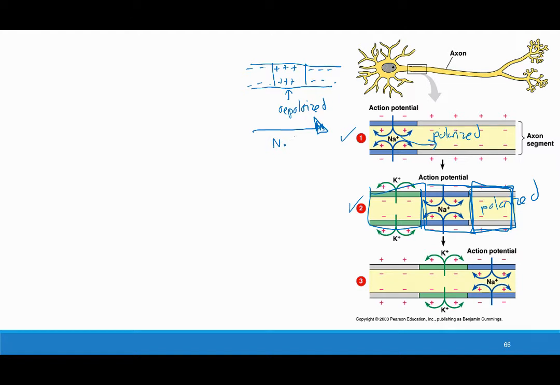So if the nerve impulse is traveling to the right, just like the diagram on the right is, then we would know that this segment right here must be polarized, and the segment in behind must be the portion that is repolarizing.